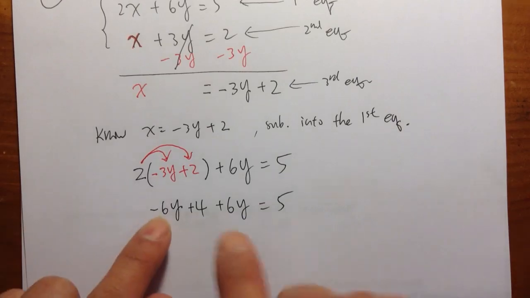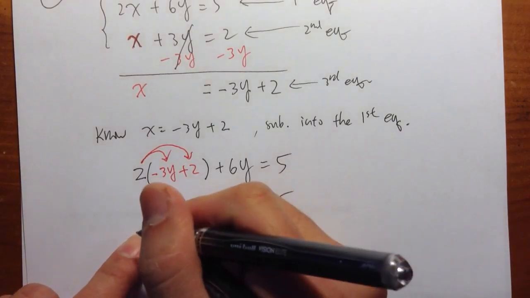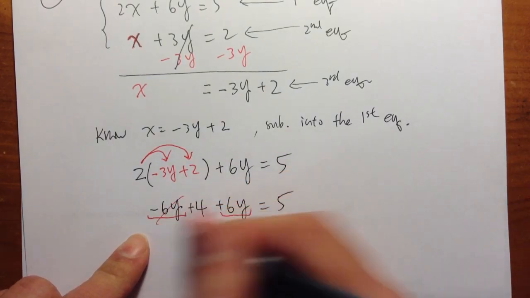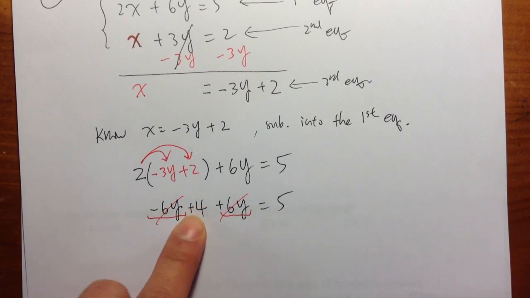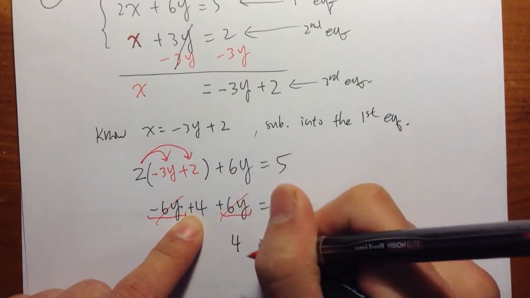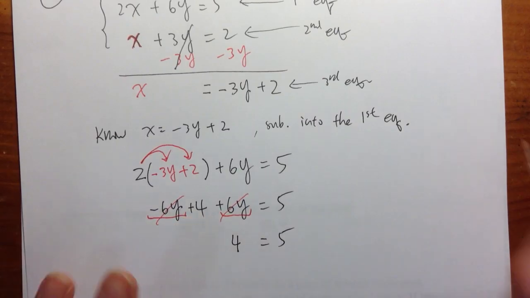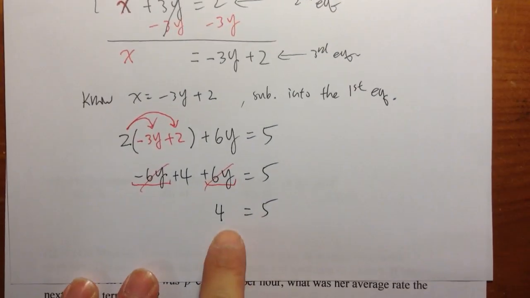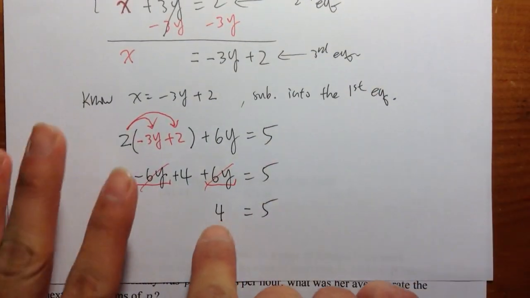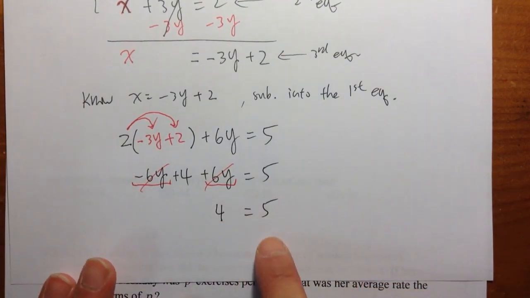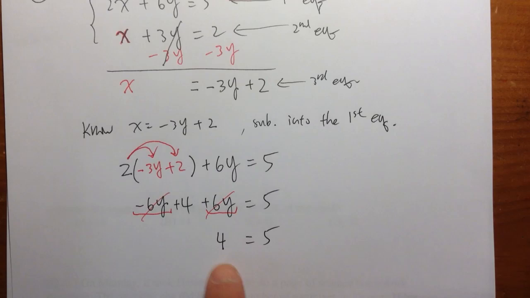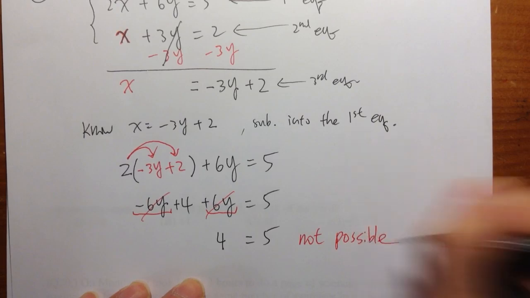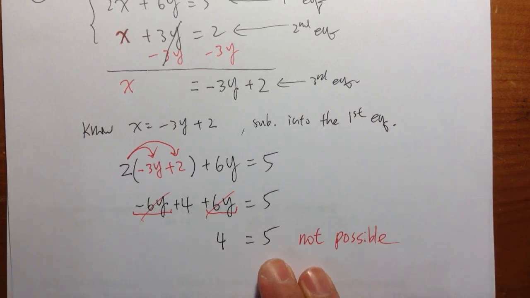Let's take a look at the left-hand side. Notice that negative 6y and positive 6y just cancel each other out. So what we have left is 4 is equal to 5. I hope that we didn't make any incorrect calculation here, but at the end I'm seeing that 4 is equal to 5, which is not possible. This is not a possible equation, because 4 cannot be equal to 5.